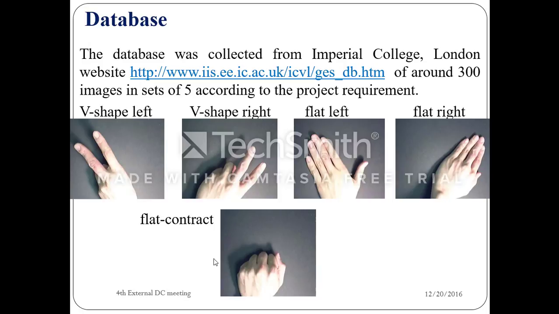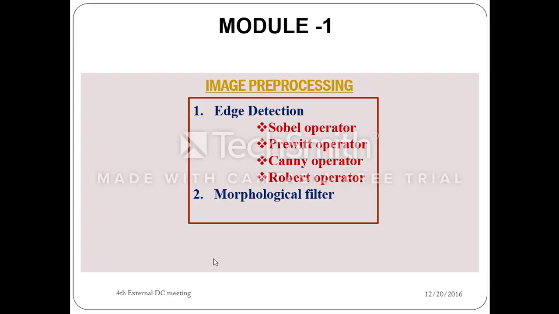As I told you in the previous images, this is a database which was collected from the Imperial College website. It includes the V shape, left and right, and how the images will be compared and how the computer will detect them in human computer interaction and the real image. So here, the image processing detections work well.